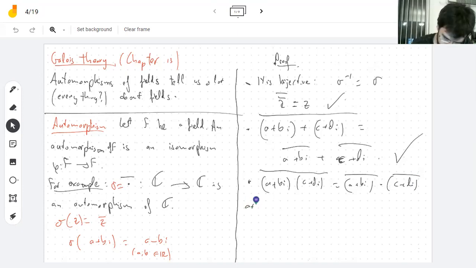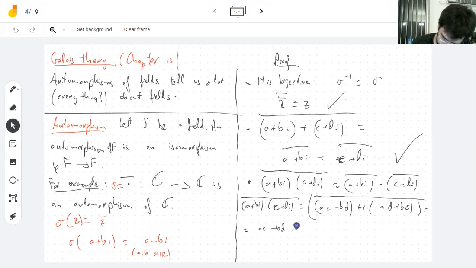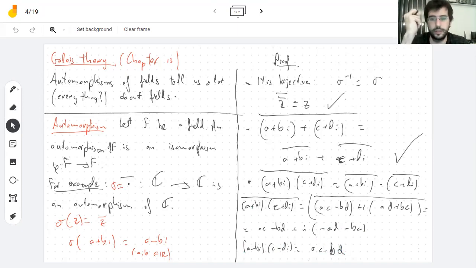So if you multiply a plus bi times c plus di, you get ac minus bd plus i times (ad plus bc), and then conjugate this whole thing, which just means ac minus bd, keep the real part the same, flip the sign of the imaginary part. So that's one side. On the other side, a minus bi times c minus di is, already, ac minus bd, since bd is multiplied with two minus signs, which cancel, and two i's, which give me a minus sign. And then i times negative (bc plus ad), and these are the same. All right. So that's an example of an automorphism.